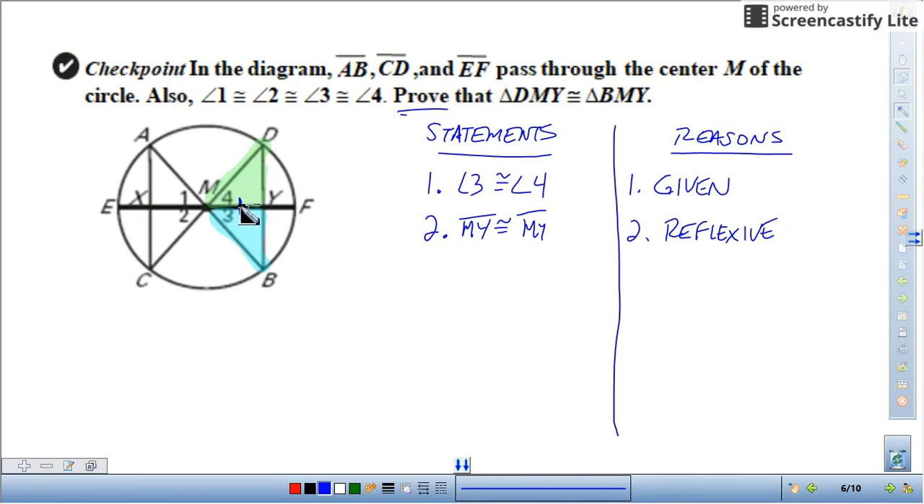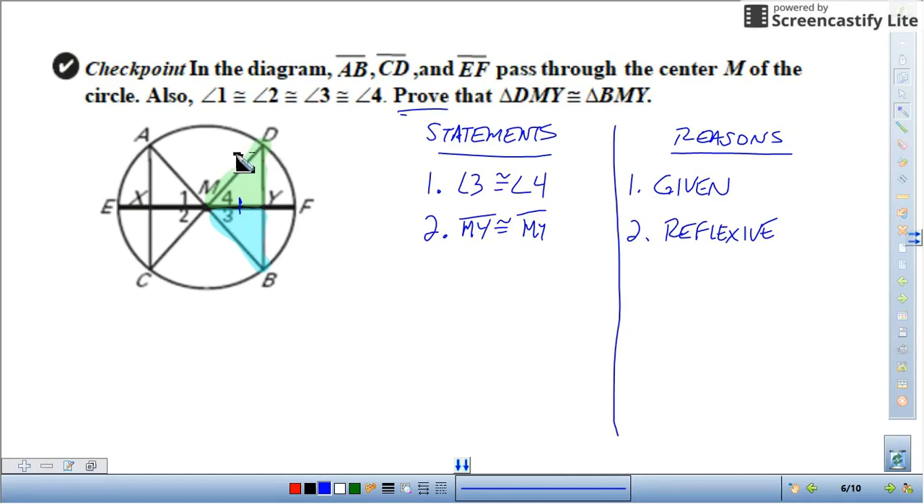So then again, we have a side, we have an angle. We want to be able to show that MD is congruent to MB. So we have to see if there's any information we're given that would allow us to say that those are congruent to each other. The only other information given to us is that those 3 segments pass through the center of the circle. Also, I don't really see anything else in our diagram that might help us here.